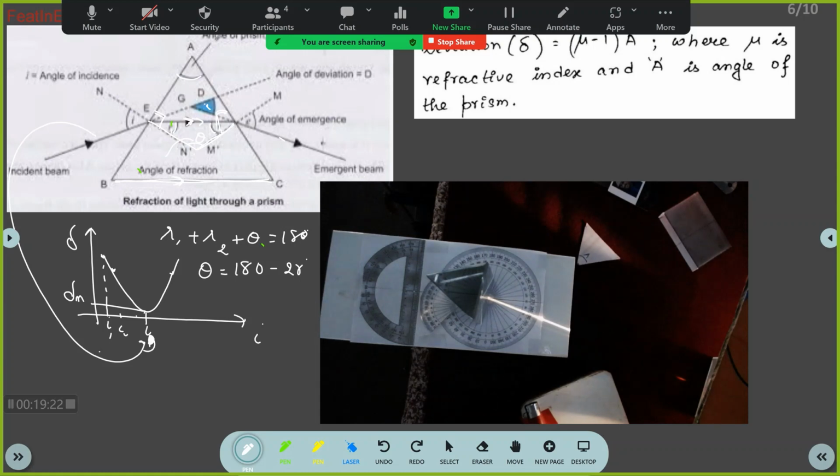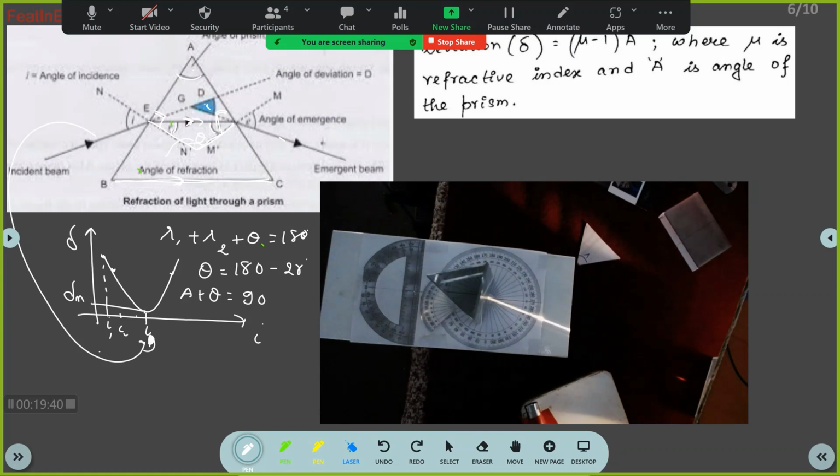Now you can use a bit of geometry here. If this is 90 and this is 90, then A plus theta will be equal to 90 degrees.